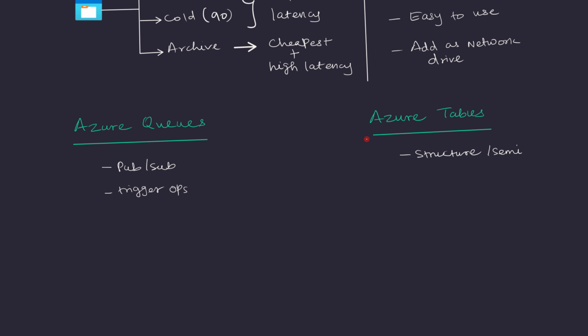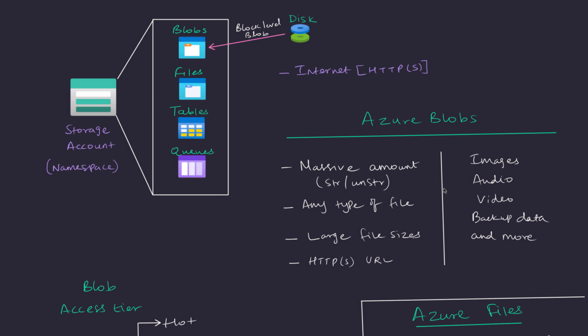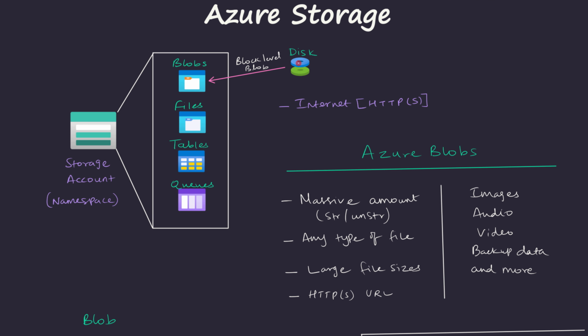The next storage option is called Azure Tables. This is for storing structured or semi-structured data. So think of this as a cheap alternative for Cosmos DB or other NoSQL databases. Here you can store structured or semi-structured data in a tabular format, and you can read and write to them as you like. Now, if I go back to the beginning, we have another storage option called Azure Disk.